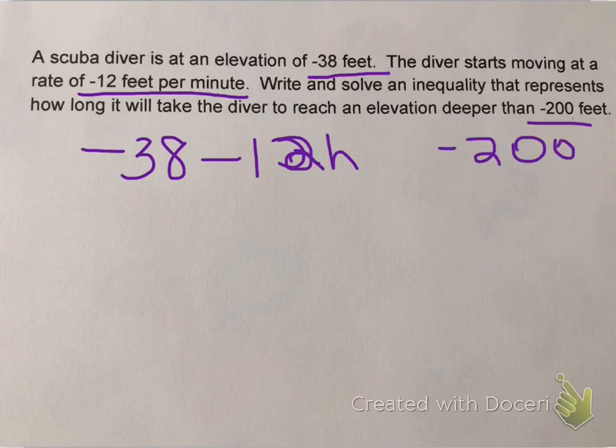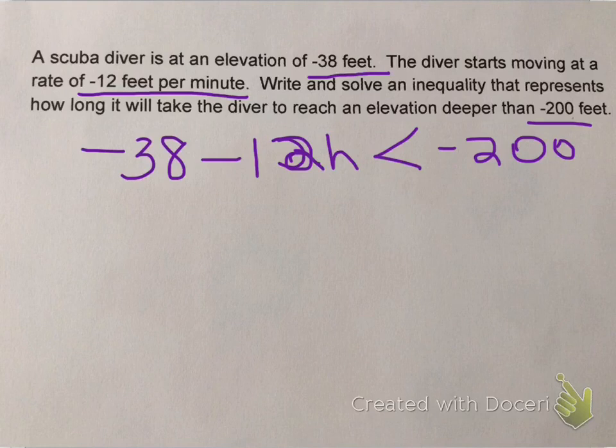Okay, now, which symbol should I put in here? We need to write and solve an inequality that represents how long it will take the diver to reach an elevation deeper than negative 200, okay? So we want this number here to be less than 200 feet. Okay, that's the symbol that's going to be there. And these are tricky. I've talked to you already about these word problems. That is your correct inequality.